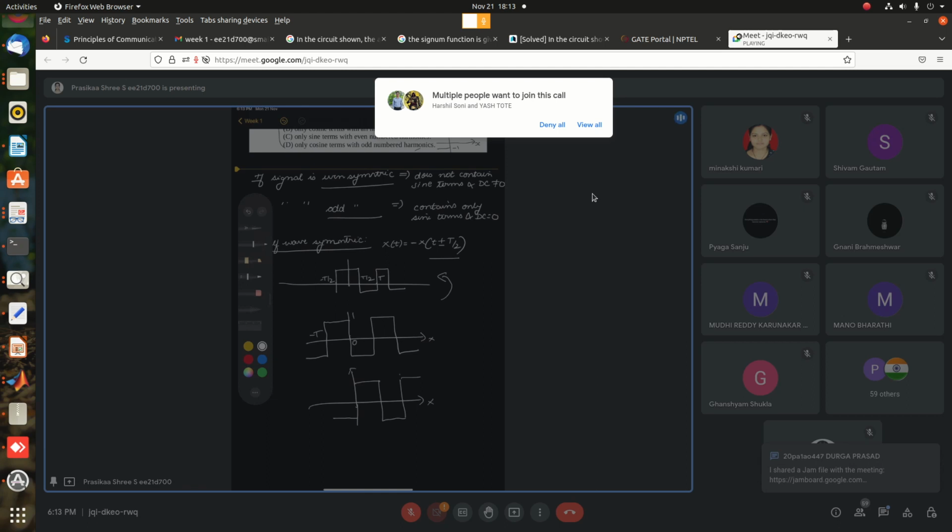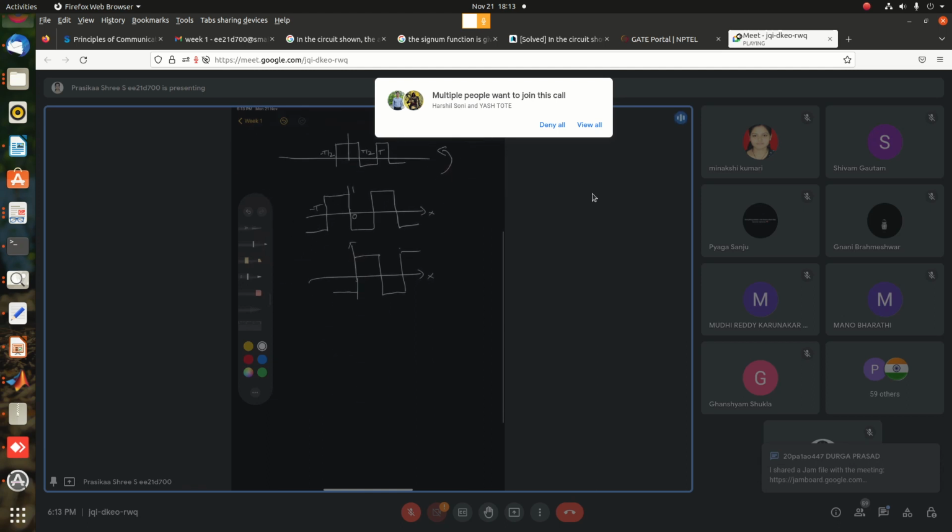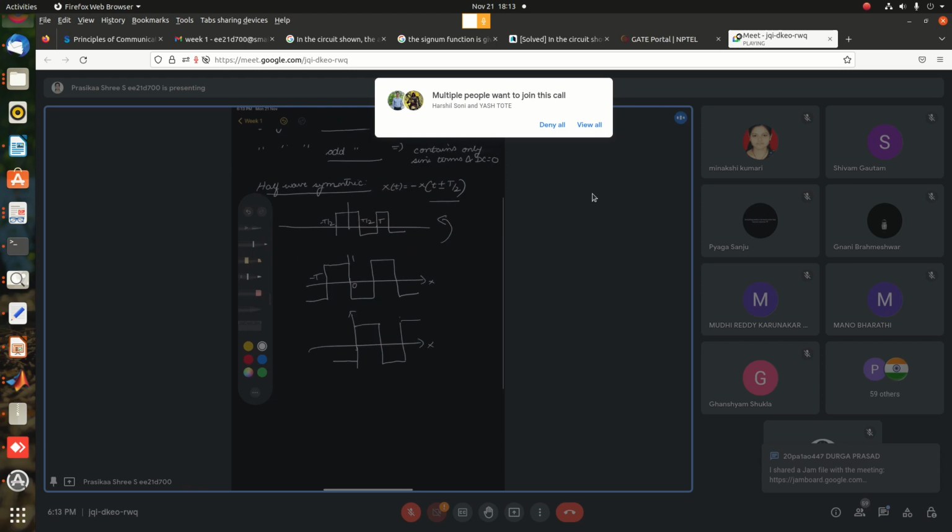So if you are flipping along the x-axis, you should see whether x of t and minus x of t plus T by 2 are equivalent. If they are equivalent, we say it is half-wave symmetric. If they are not equivalent, then we say it is not half-wave symmetric.